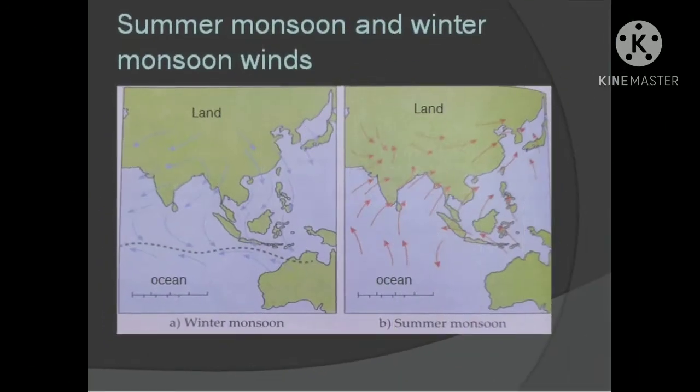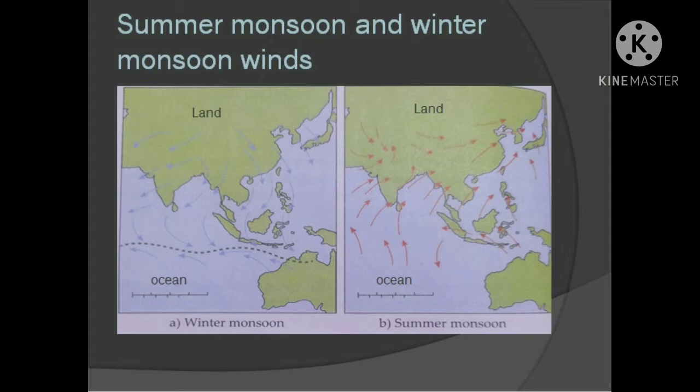Summer monsoon and winter monsoon winds. During the summer monsoon in the northern hemisphere, the land becomes very hot as compared to the ocean. The hot air above the land rises up and moist air above the ocean begins to blow towards the land. As you can see with the help of arrows in the summer monsoon diagram, the hot air is rising from the land.